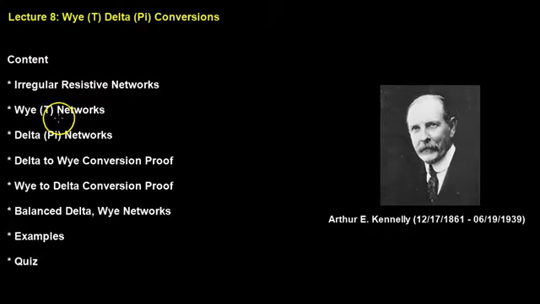Then we're going to talk about Y networks or T networks, and we'll see why these are interchangeably named. We'll see that very soon. Then we're going to talk about delta networks or pi networks. We're going to then see how to convert delta networks to Y networks and vice versa. We're going to see a proof of that. Then we're going to see a balanced delta and Y network, an example of each. Then we'll see some more examples with numbers and, of course, a quiz.